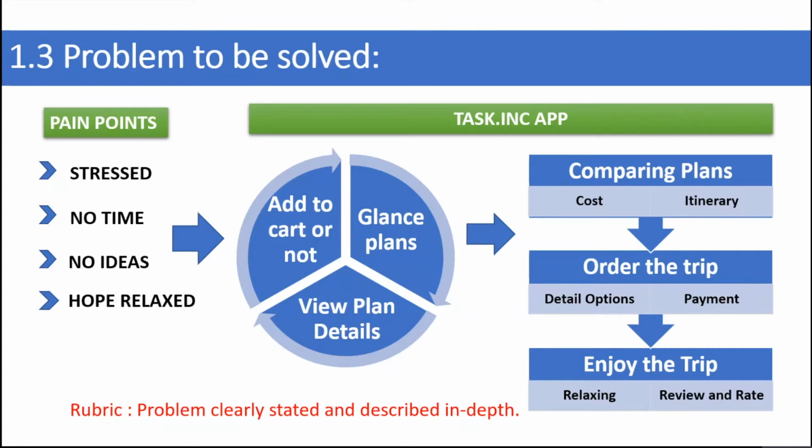To solve these pain points, we introduce a cycle in our application: browsing the plans list, viewing plan details, and adding to a cart. Users can keep browsing and adding tourism plans before comparison and checkout. We also introduced a comparison option on the cart page. Users can compare details of the tourism plans they are considering. After comparison, users could choose different options for the trip and pay within the same application. In the end, users could always review the application and review the trip.